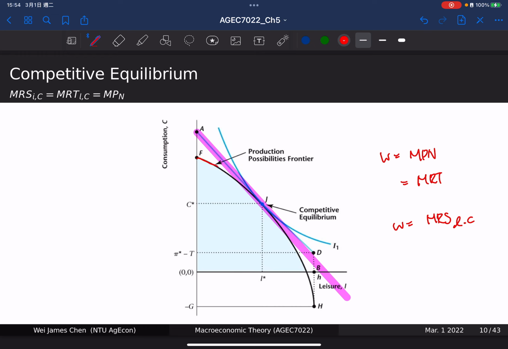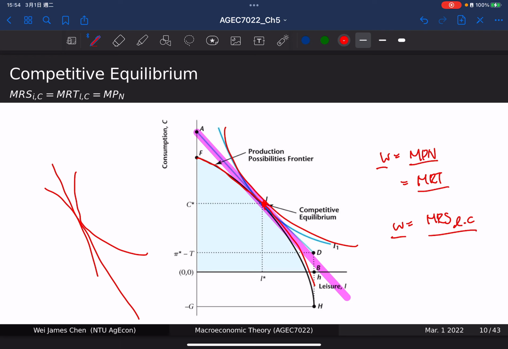It happens to be the case that this tangent line here and this tangent line touch at the point here as well. So they are tangent to each other, and this tangent point also has a straight line tangent to both of them, basically. So because W equals MPN equals MRT, W also must equal MRS. So these two things equal each other as well. So this one and this one, all the same.